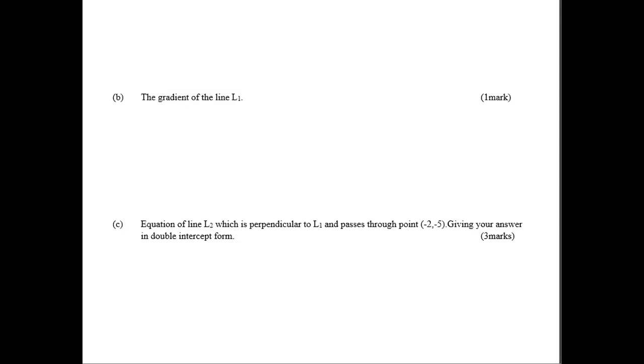then they want us to give our answer in double intercept form. The double intercept form means we rewrite our equation in the form x over a plus y over b equals 1. So on our right hand side, we must have 1 and nothing else. And now that we have -8 on the right hand side, we divide all through by that -8.